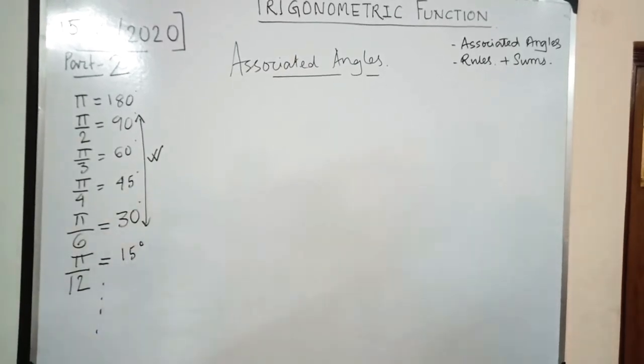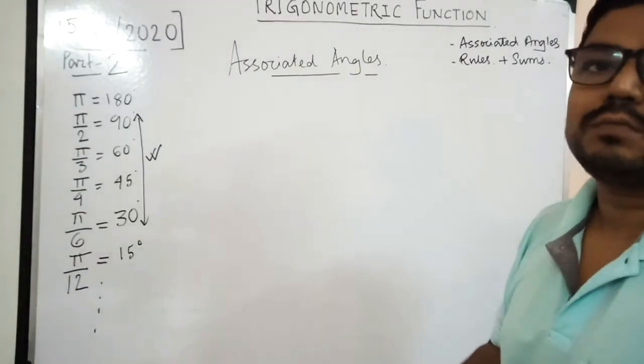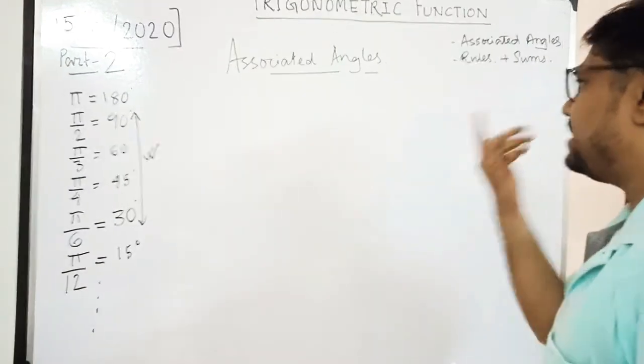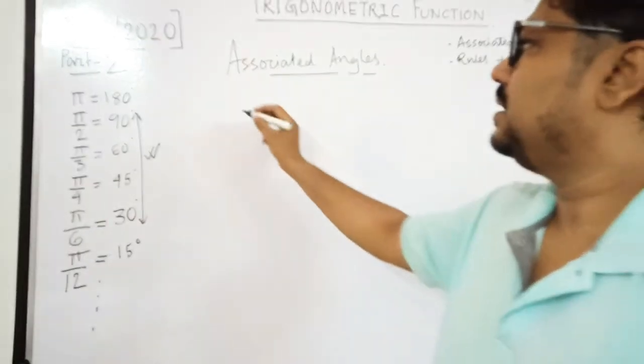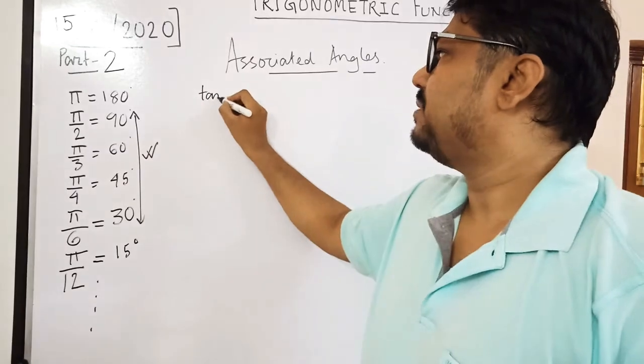Good morning, this is part 2. Here we learn the associated angles, a few rules and a few sums. Associated angles means any angles related to the standard angles that we will learn. I will show you some examples first.